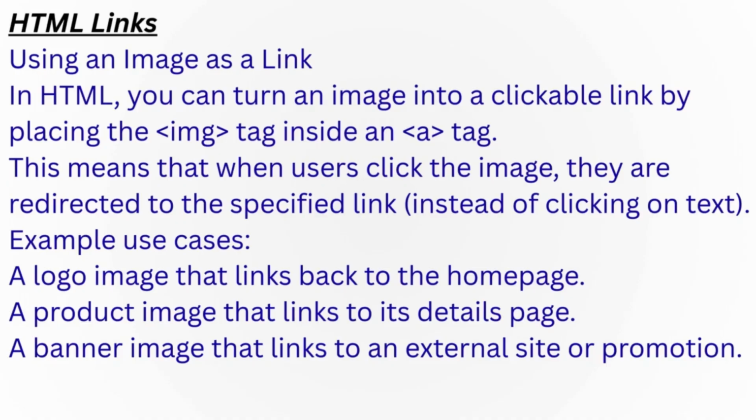We can use an image as a link. In HTML, you can turn an image into a clickable link by placing the img tag inside an a tag. This means that when the user clicks the image, they are redirected to the specified link instead of clicking on text. This is an example of a nested tag.